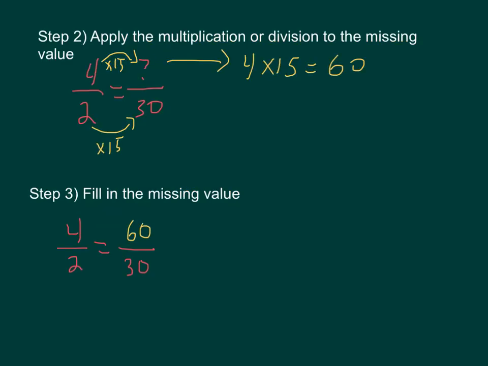Step 2 says, apply the multiplication or division to the missing value. Well, on the bottom, we found out that 2 times 15 equals 30. Well, we do the same thing at the very top. So 4 times 15 equals 60. And the last step is just fill in the missing value, which is 60. We're done. Right? When you look at it, 2 times 15 gave us 30, and 4 times 15 gave us 60. These are both equal. 4 over 2 to 60 over 30 is equal, therefore it's a proportion.